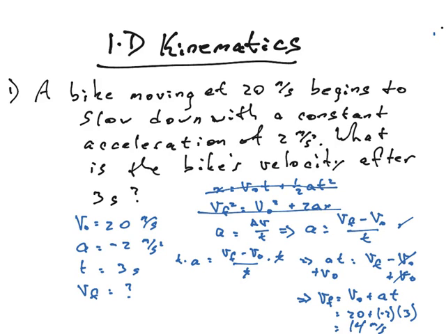meters per second. Now, before I box the answer, I ask myself, does this make sense? I know I can't truly tell if this must be the right answer, but at least does it make sense? Well, I was moving at 20. I slowed down for some period of time, so obviously my velocity should be lower. And indeed, I got 14. My original velocity was 20. I'm moving slower than I was before, so that makes sense to me. I can box the answer.